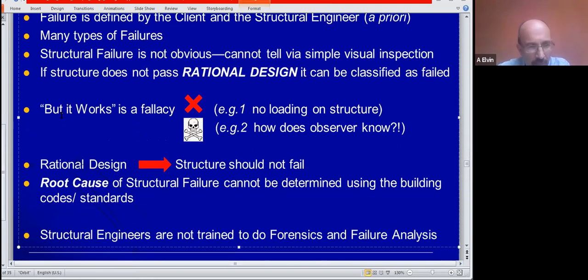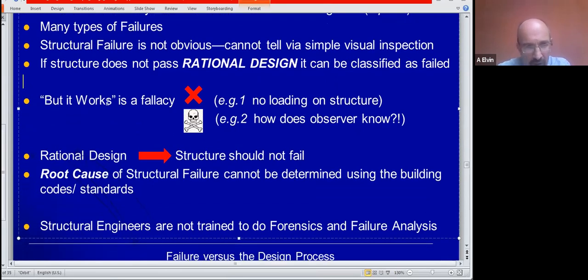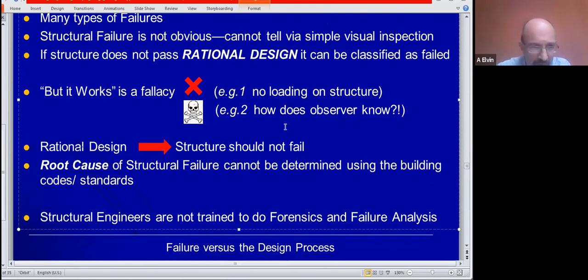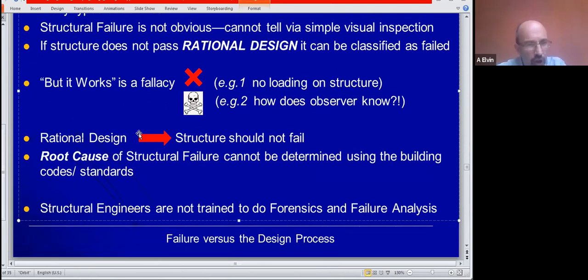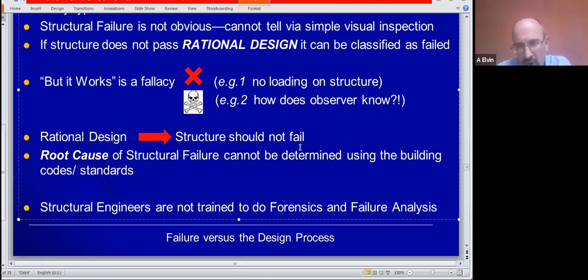The statement, which I'm going to write a paper on, but it works, is a fallacy. We don't know if it works. The structure might be unloaded or underloaded, and how do we know? How does the observer know that it has failed? Rational design should lead to structures that hold up, stand up, and pass, in other words, do not fail. The root cause of structural failure cannot be determined using the building code standards. And structural engineers are not trained to do forensics and failure analysis.